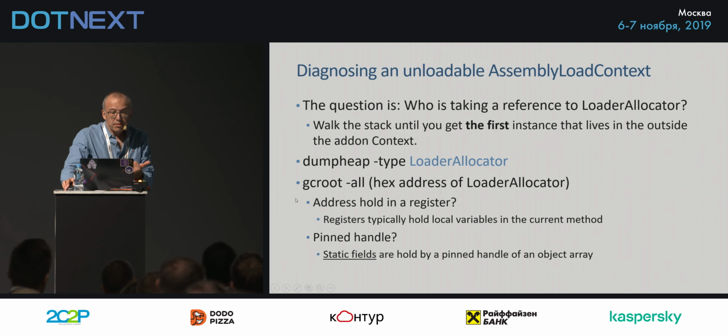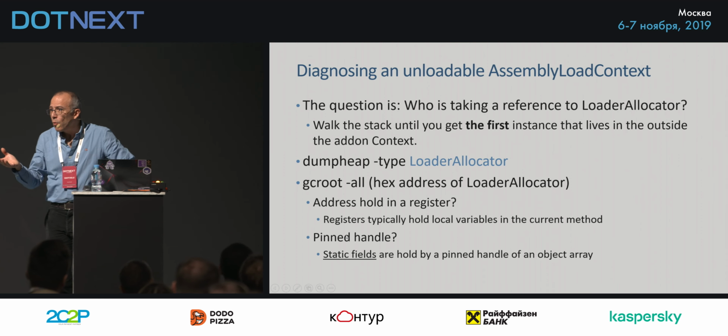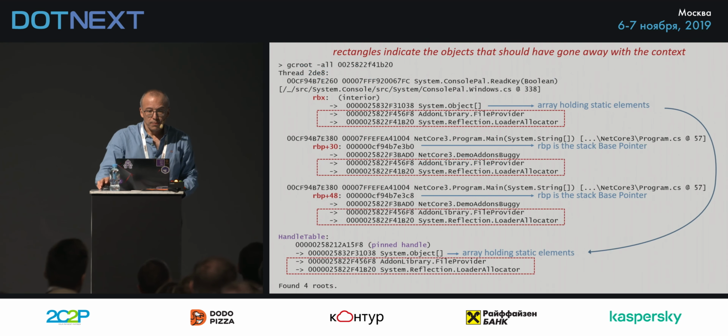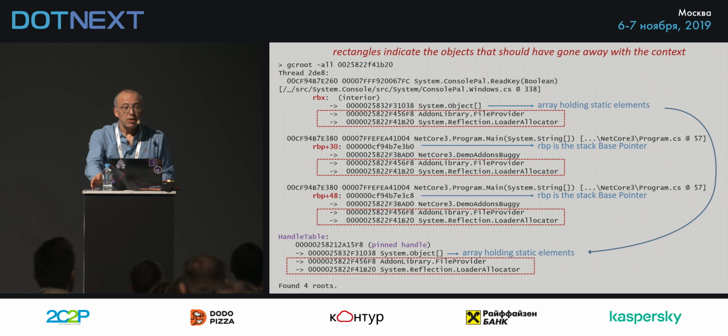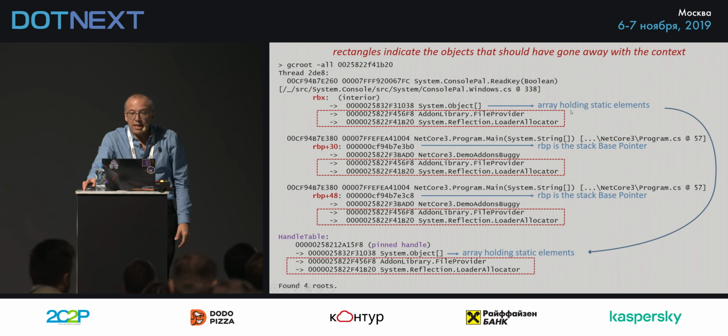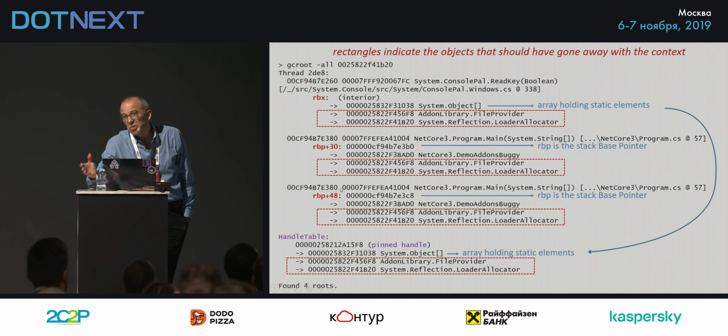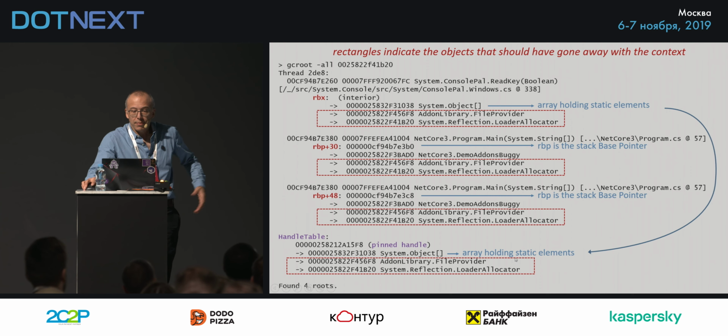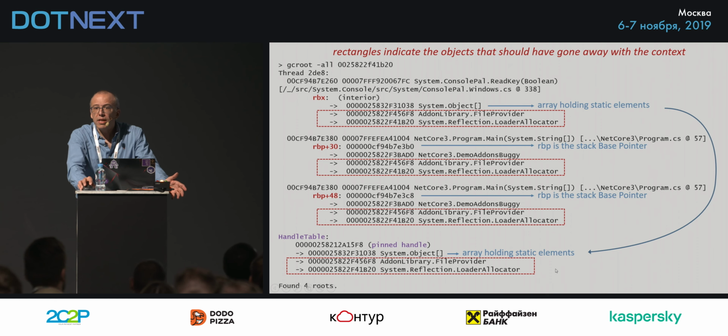Okay, maybe it's an address holding a register, maybe a static field, which is classically one of the reasons for the leaks. So the next step is to see all the roots for this guy, and you have a long list. In this case, you have static elements. When you have a register, it typically means a local variable, which is not very relevant, so you can ignore it. And finally, you get here and say, oh, it's this guy. And you basically find who is the responsible.